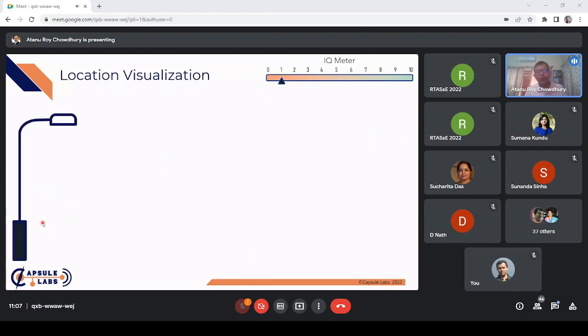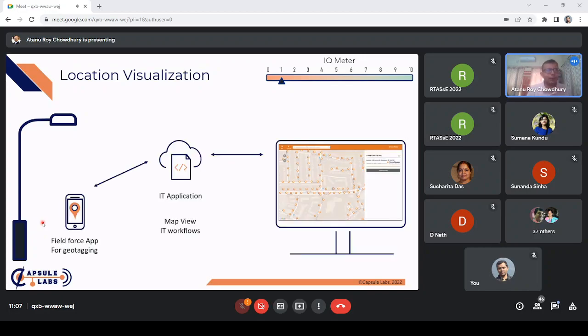So let's look at what we can do to improve that. Here is my caricature of the street lamp. The first thing let us do is let us know where these street lights are. So if I build an IT application, and every time I'm installing a street lamp, I geotag it on a field force application, right?